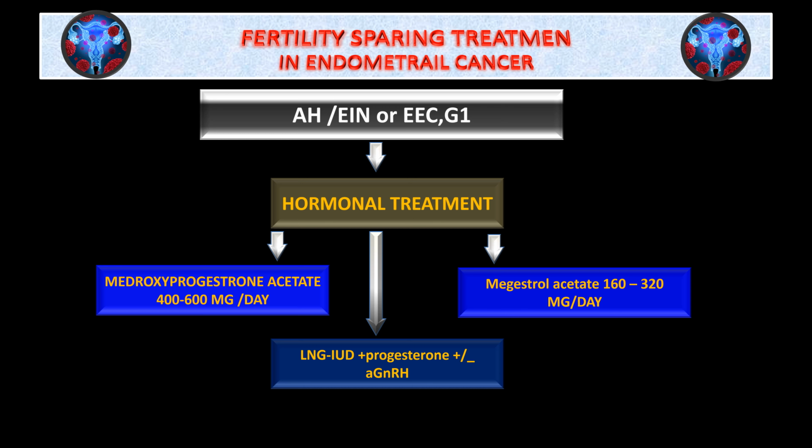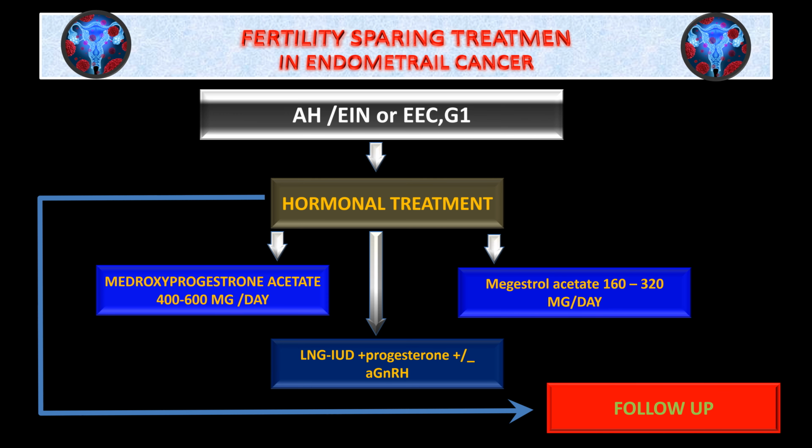However, treatment with a levonorgestrel intrauterine device in combination with oral progesterone, with or without gonadotropin releasing hormone analog, can also be considered. So the recommended is medroxyprogesterone acetate or megestrol, but we can use the levonorgestrel intrauterine device, Mirena, plus oral progesterone plus or minus gonadotropin releasing hormone. After treatment, the follow-up: in order to assess the response, we need follow-up within 3 to 4 months and after 6 months.